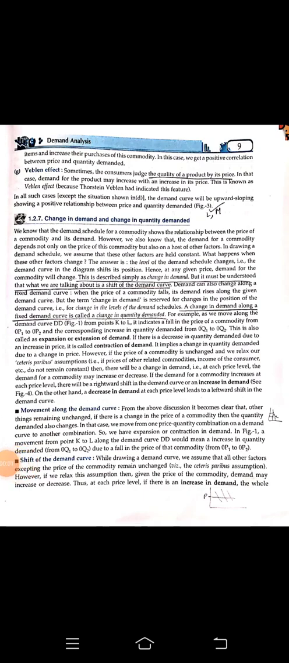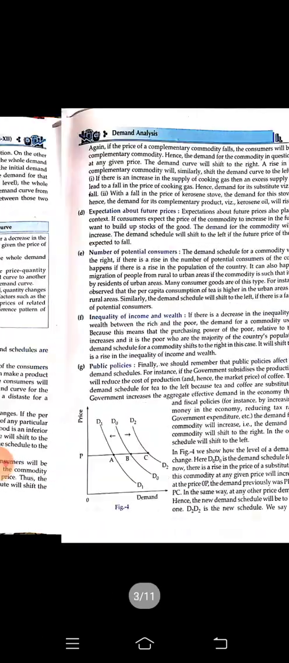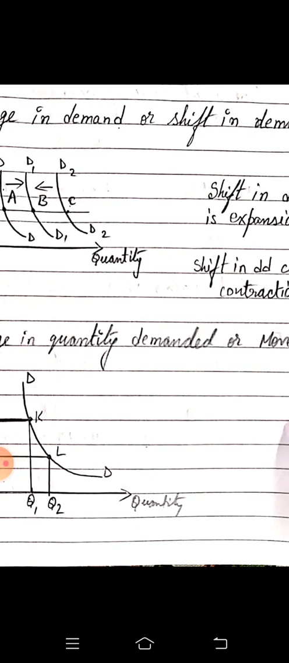Students, let's continue with our economics first chapter, demand analysis of grade 12. In this video, we are going to start from change in demand and change in quantity demanded. Change in demand, in other words, means shift in demand curve. The line can either get shifted towards left or towards right.